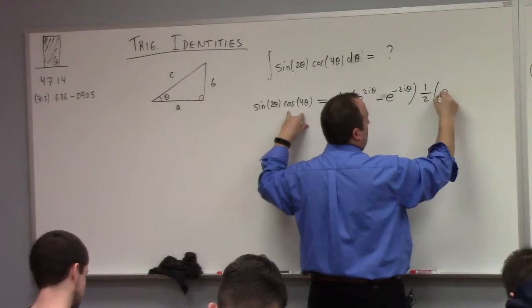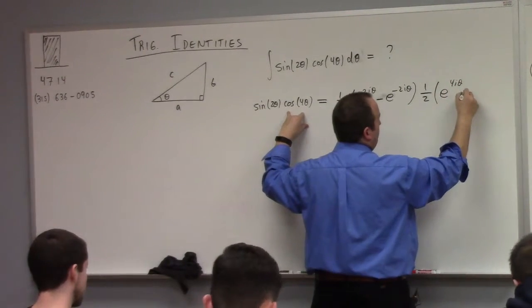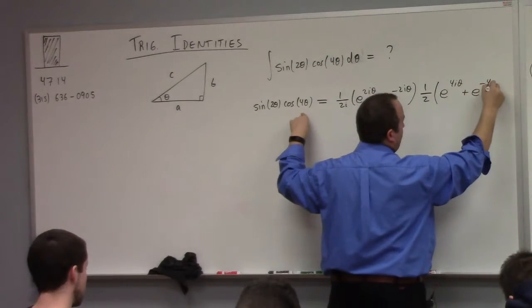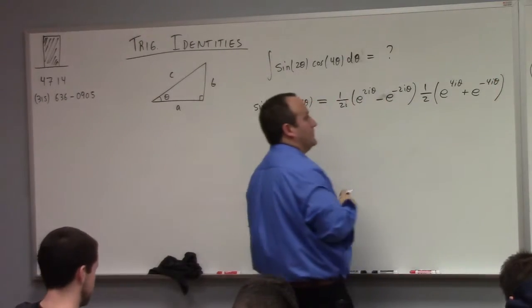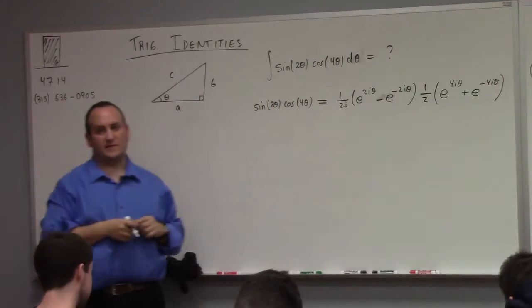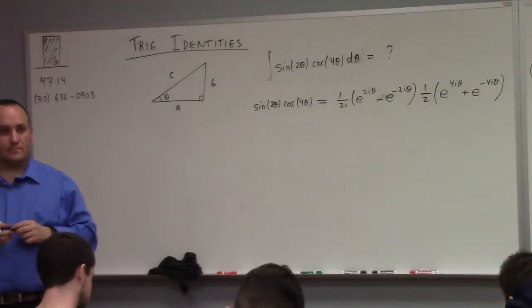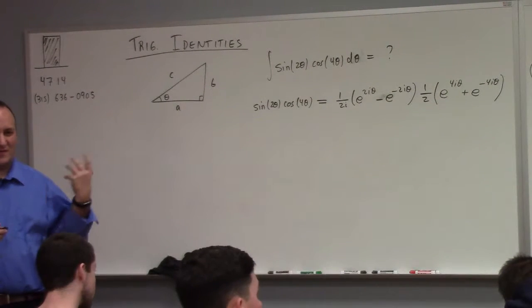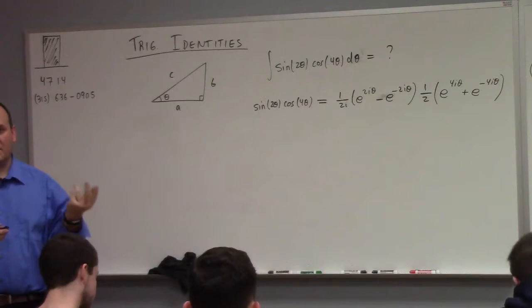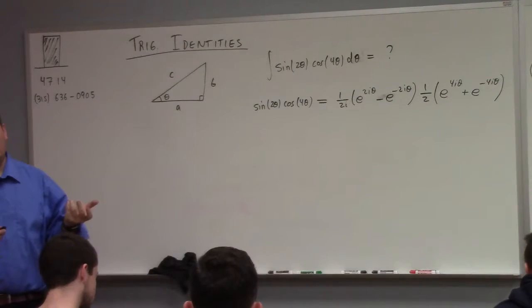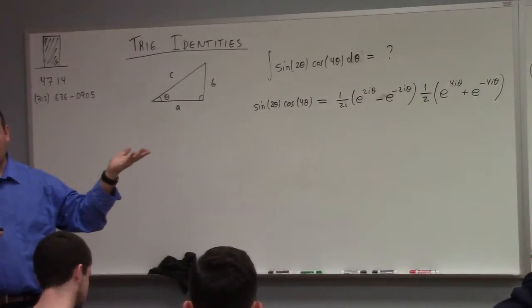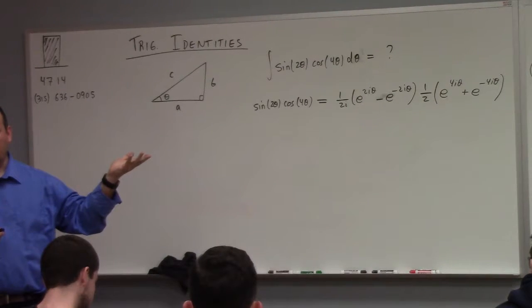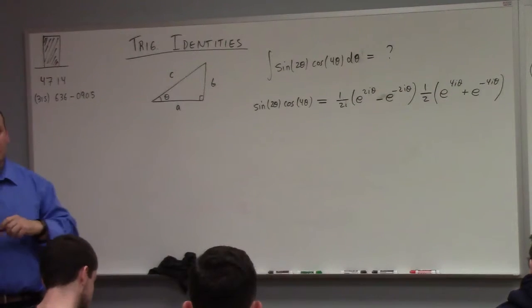Cosine e to the 4i theta plus e to the minus 4i theta. Now, how can I simplify this product? So the point is I use the boxed formulas to convert to exponentials, because once I have exponentials, I just do algebra by the laws of exponents, which actually still make sense.